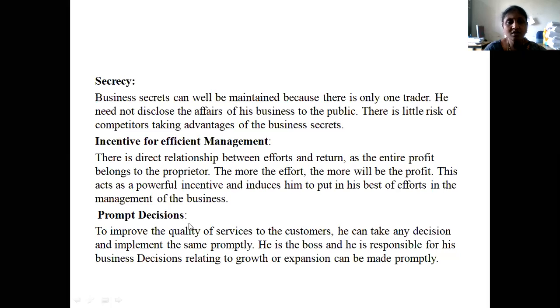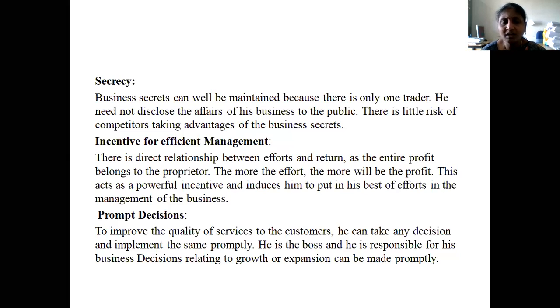Prompt decisions. Prompt decisions means that if any problem occurs in the business, at that moment you have to take the right decision to handle the situation. Whenever we are doing business or a particular work, we come across different types of situations and face some problems. For solving the problem, we need to take an appropriate or prompt decision. Because he is the only person in that business, he need not discuss with any other persons. There is no chance to discuss with others.